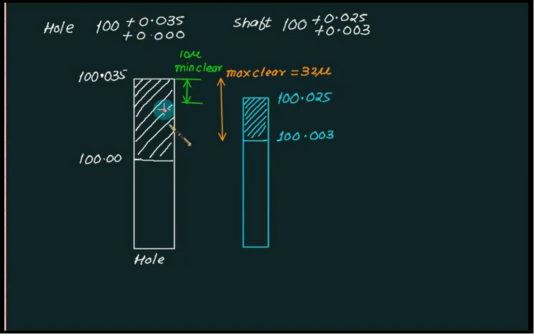And if you select now the minimum size of the hole and the maximum size of the shaft, this will be maximum interference, because the shaft is having more size as compared to hole. So 100.025 minus 100 is 0.025, that is equal to 25 micron. So this is allowance. And if we select the minimum size of the hole and the minimum size of the shaft, you will get minimum interference of 0.003 mm, that is 3 micron.